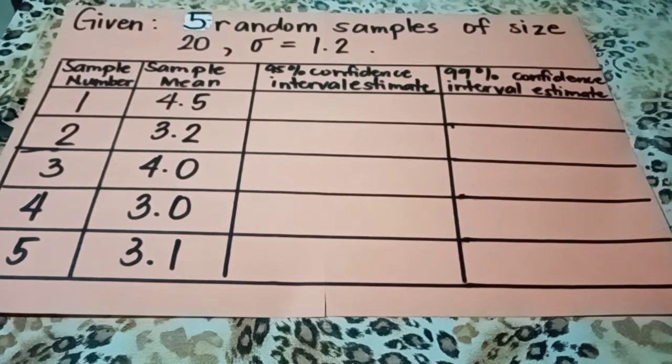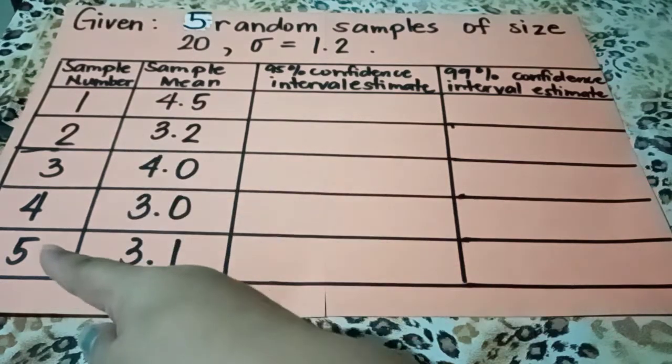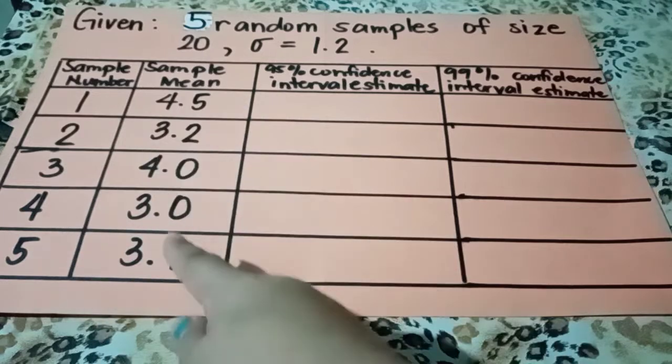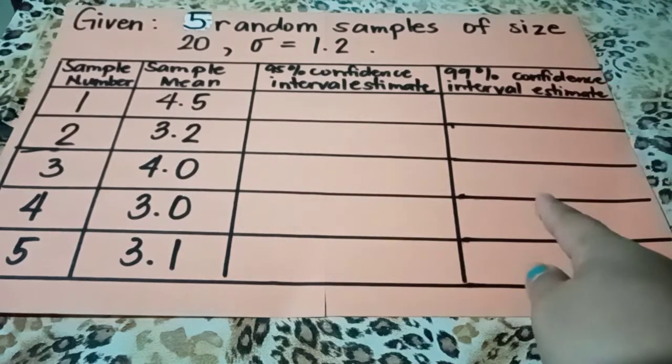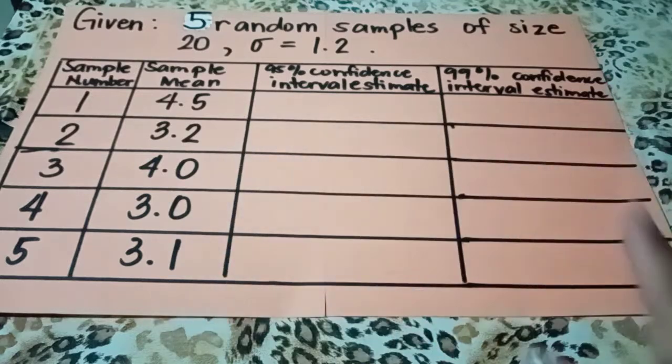Okay, class. For example, you're asked to complete this table, wherein we have the given 5 random samples of size 20 with a standard deviation of 1.2. We have here a 4-column table, wherein the first column stands for the sample number, second is for the sample mean, and then the third is for the 95% confidence interval estimate for the mean, and the 99% confidence interval estimate. So, we are going to complete this table.